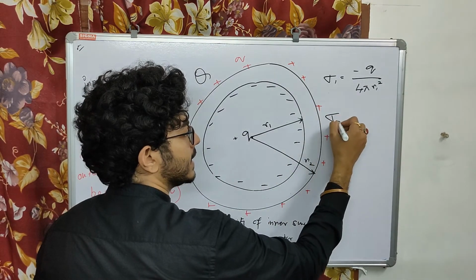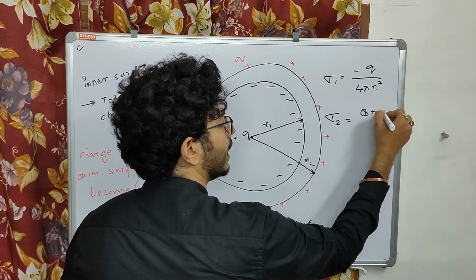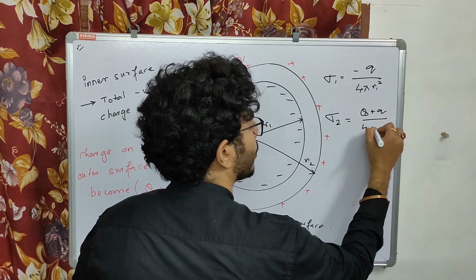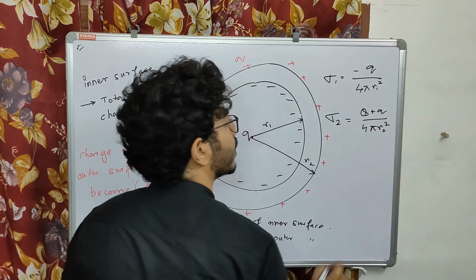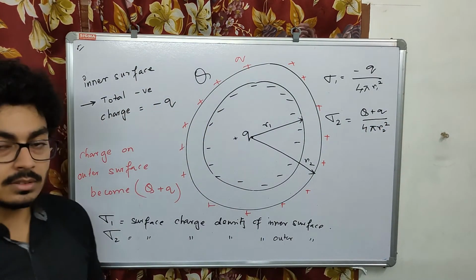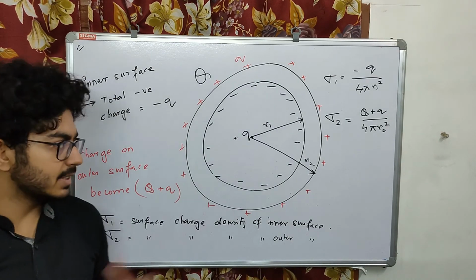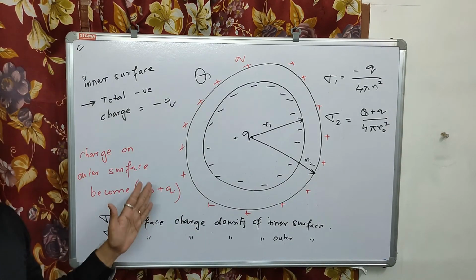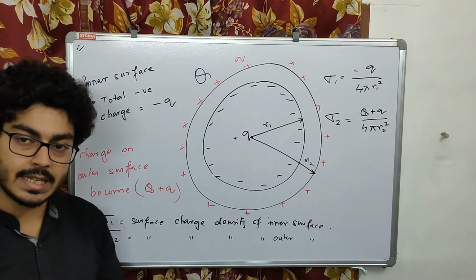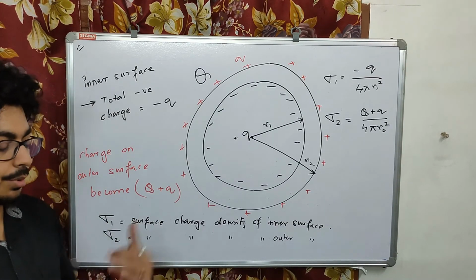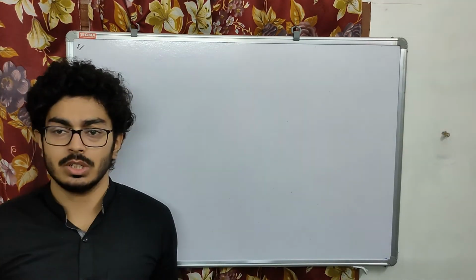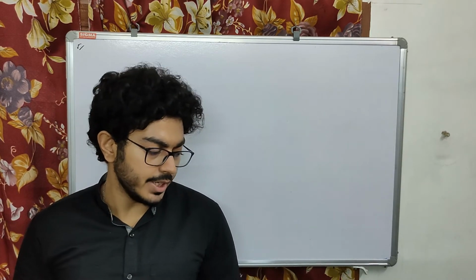And sigma 2 will be Q plus Q by 4 pi r squared. So this is clear to everyone. This part is very clear. This was easy, but the concept you have to use is electrostatic induction. Okay, note it down.